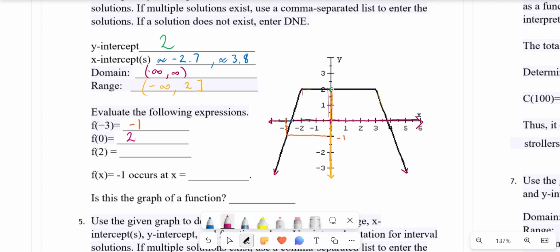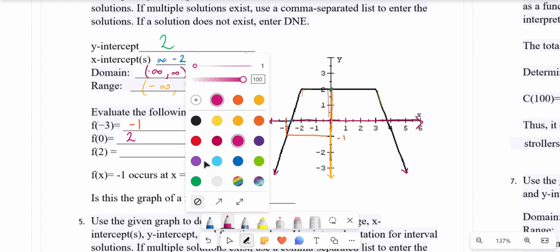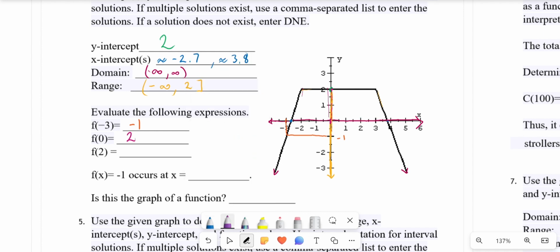Right there at 2. And then what about f of 2? Well, this is the same idea. We go to the x value of 2. We look up or down to find the curve. There it is. And what is that y value? It's also 2.